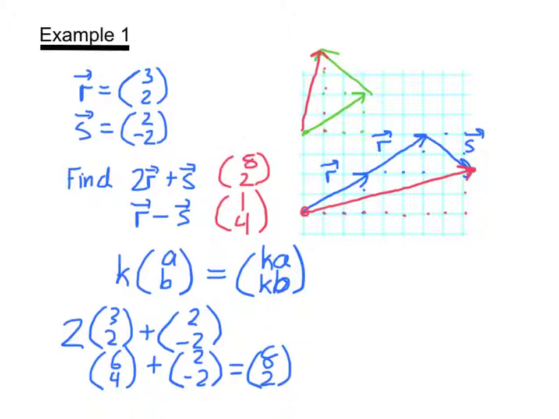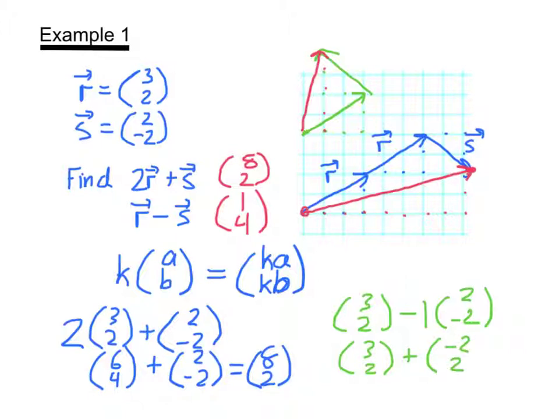And I could do a similar exercise. I'll switch to green here for the second example. And we have vector R, which is 3, 2, minus vector S, and this is really minus 1 times vector S, which is 2, negative 2. I'm going to change this to an addition problem. And we have this. So our resultant vector is 1, 4. And again, that's what we received from the graph.